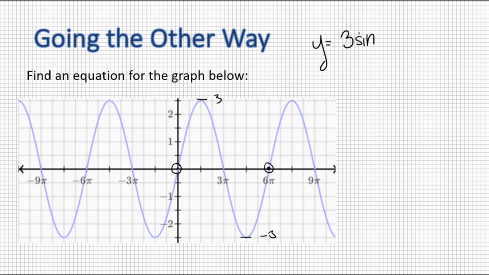I do see that the period is 6 pi, so I know that in order to find the frequency, or the b, I divide 2 pi by 6 pi, and that's going to give me 1 over 3 when I reduce it. 1 over 3 x, and I started at 0, so I don't have to add that shift in. There's your equation.